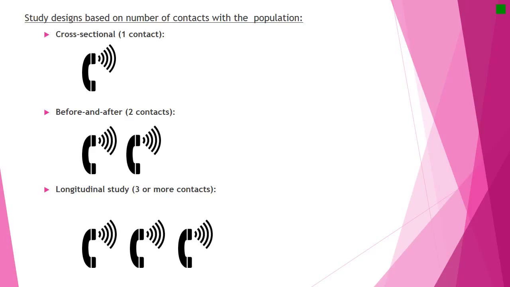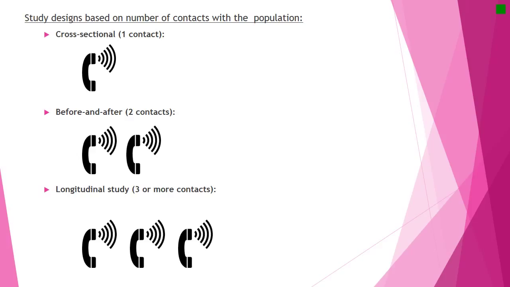So one contact would be a cross-sectional study. An example of this may be the attitudes of students towards the facilities available at NSU. An advantage of this is it's cheap, however, it cannot measure change.